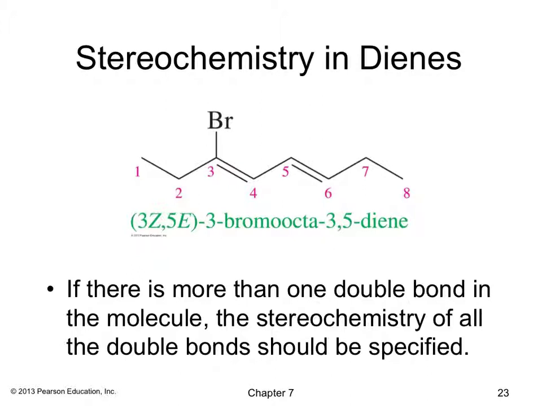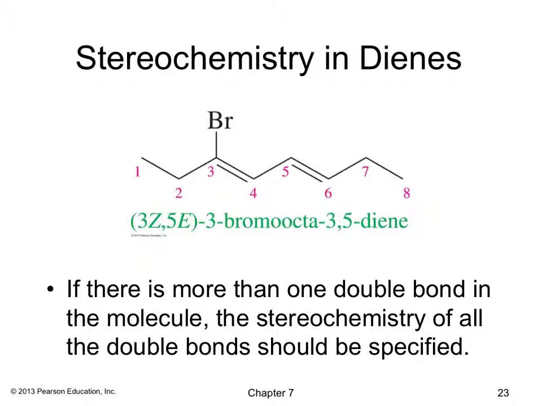Again, in terms of stereochemistry and dienes, if there's more than one double bond in the molecule, the stereochemistry of all double bonds should be specified. So there's more than one. In this case, there are 2. We're going to be numbering it from left to right because this allows the substituent to be on the lower carbon chain.